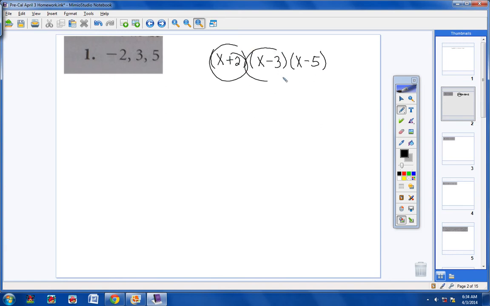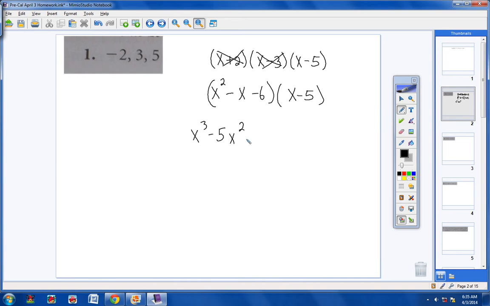Now I'm going to multiply these two groups here together, and I will get x squared minus x minus 6. So these two groups have been multiplied together, and now I'm going to multiply my first group times x minus 5, and we will get x cubed minus 5x squared minus x squared plus 5x minus 6x plus 30. And now let's combine our like terms.